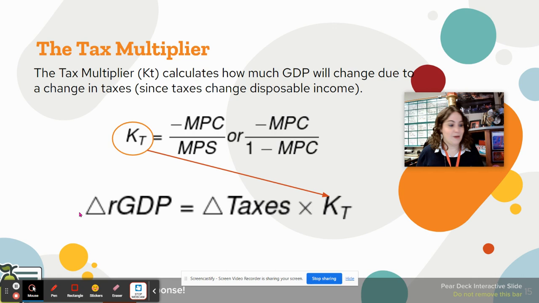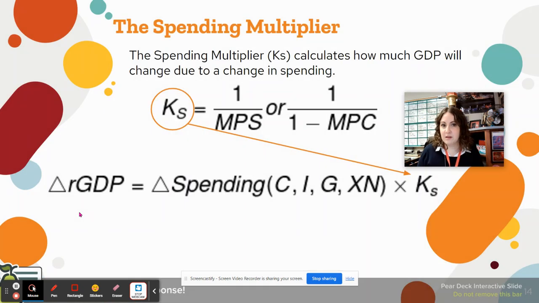Okay, so they're talking about spending. So I'm going to bring up my spending page. KS is 1 over MPS, and they're going to take that and multiply it by spending to solve for GDP. So let's write down all the stuff that I know. I know that GDP, it says increased by $200 billion. Okay, that was given to me. I also know that MPC is 0.75. That's also given to me.